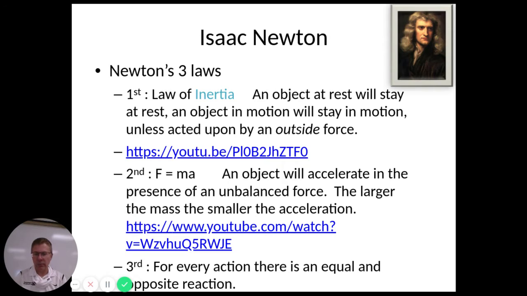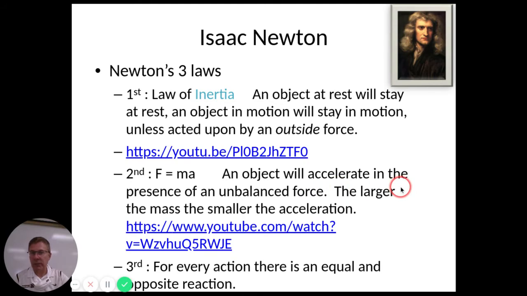If you've ever tried to push a car that was not moving, maybe the person puts it in neutral, and then you get behind it and you start pushing, it takes a lot of force to get that thing to move, okay? But once it's moving, it requires less force, because now the object's already in motion, it wants to stay in motion, okay? The second law is F equals ma.